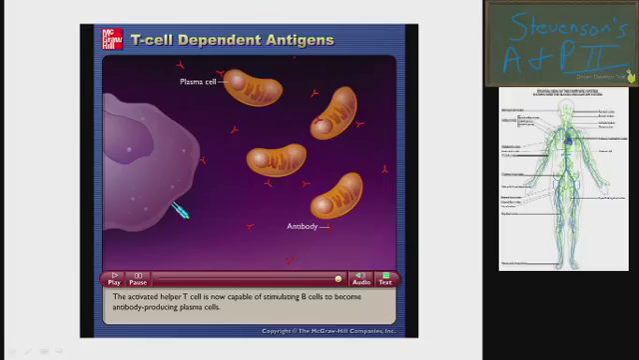Okay, so now let's check out what's coming up next. In the lecture, we're looking at the T cells, and we see how they're functioning along with antibodies.